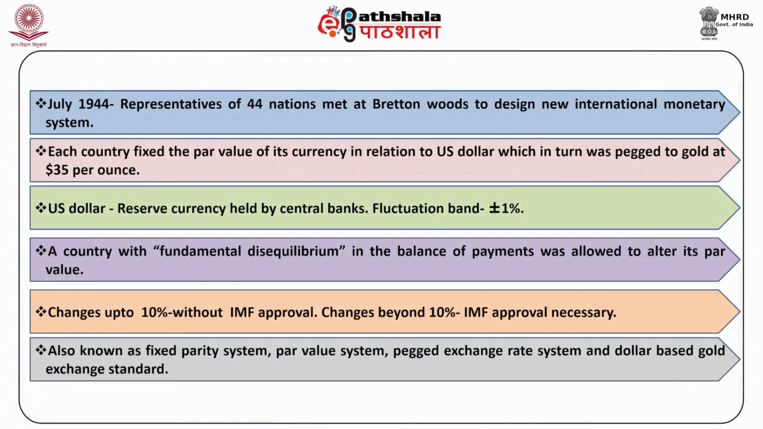In July 1944, while the Second World War was still going on, the representatives of 44 nation states met at Bretton Woods, New Hampshire, to design a new international monetary system. An agreement was reached to establish two multinational institutions. IMF, that is International Monetary Fund, to monitor the international monetary system, maintain exchange rate stability and oversee national monetary policies, and also provide financial assistance to the member countries for meeting short-term balance of payment deficit.